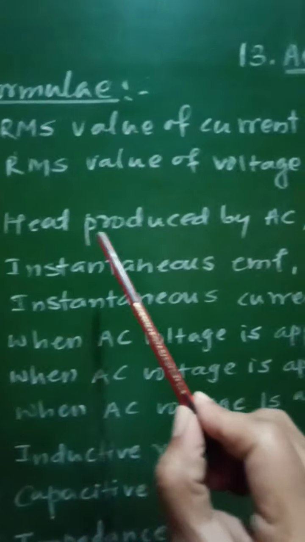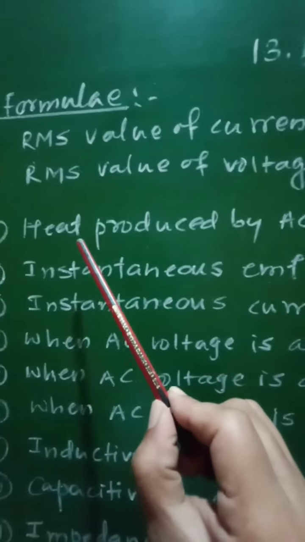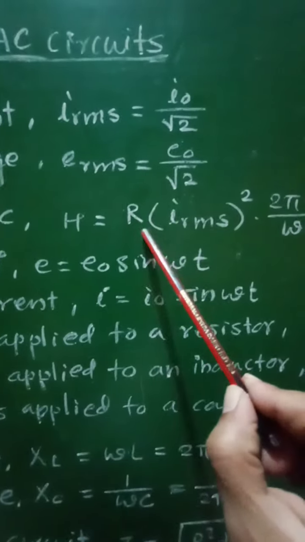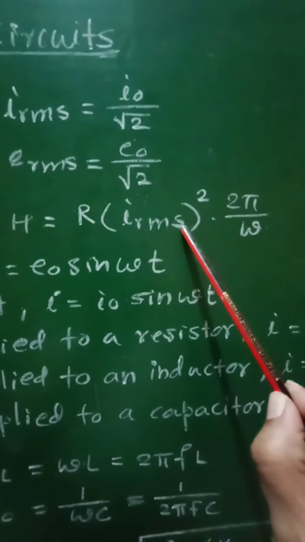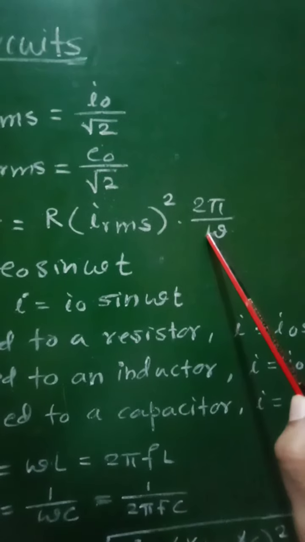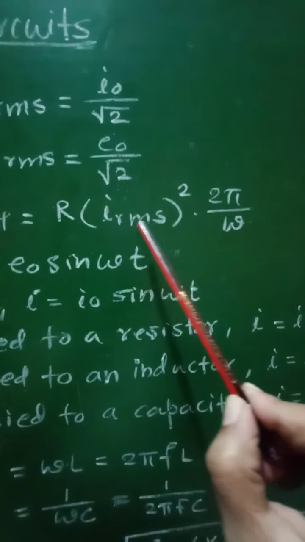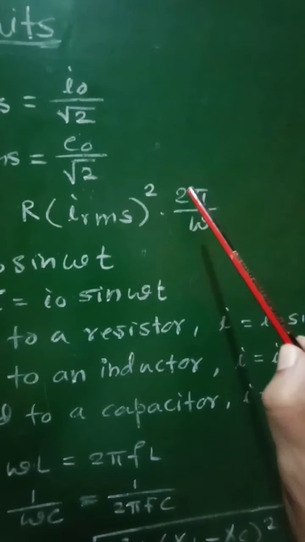Third, heat produced by AC. Heat produced by AC, H equal to R into I RMS square into 2 pi upon omega.